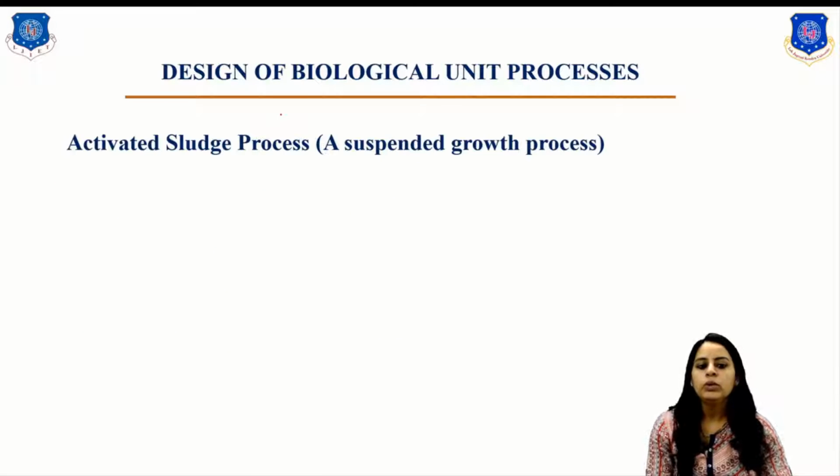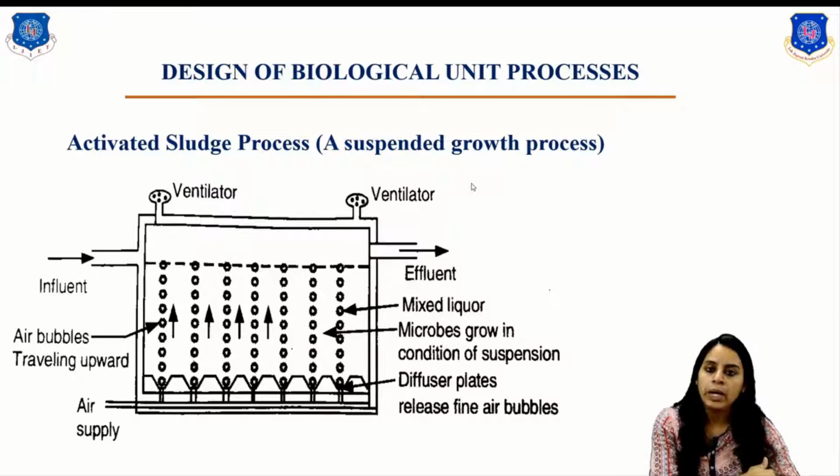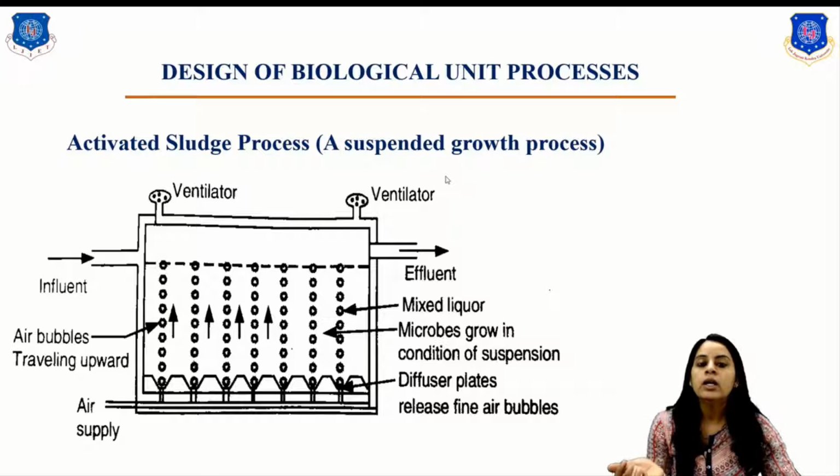Now in today's lecture we discuss the design of the activated sludge process. For that, first of all we discuss what the activated sludge process is and how it works. You can see the figure of the activated sludge process here. The main aim of this process is to convert the unstable organic matter to stable matter, which is then removed by the secondary treatment.